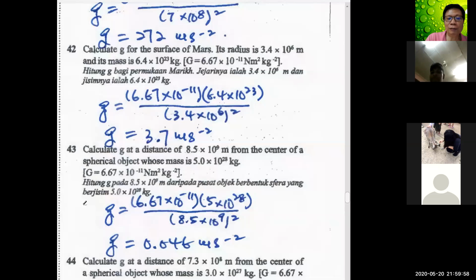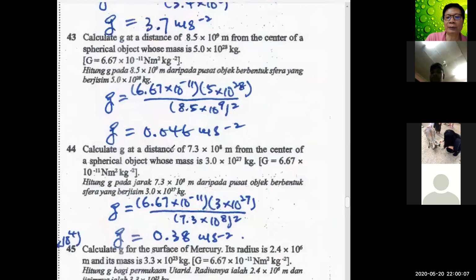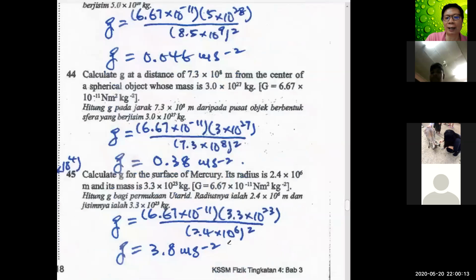Okay, question 44. Same, calculate gravitational acceleration. Okay, so use the same formula. Just check your answer lah. Okay, all this shows you the answer, you check your answer lah. 44, 45, same formula. All are the same, asking you to find the same thing, calculate the gravitational acceleration. Check your answer.